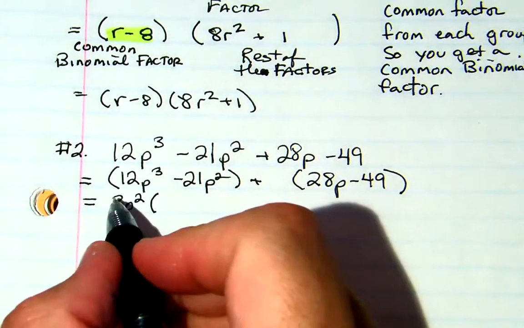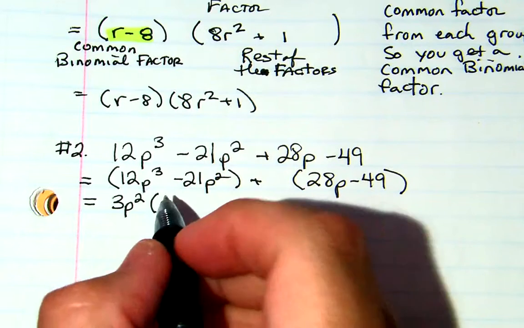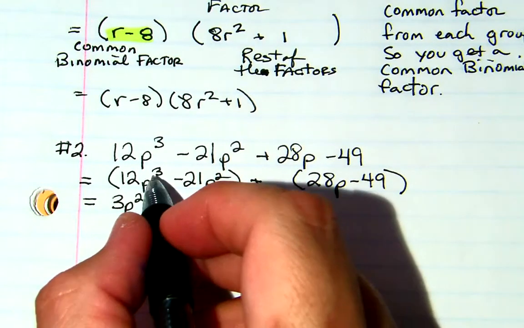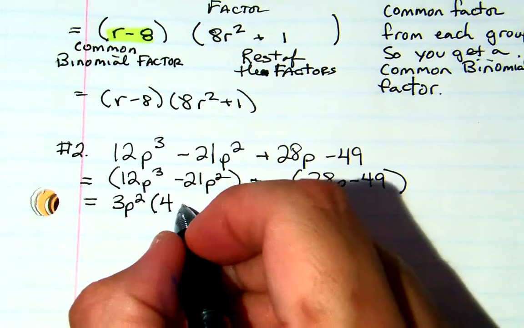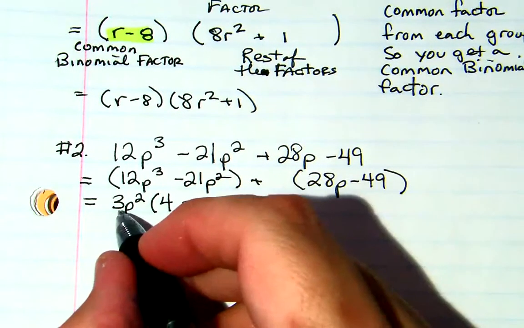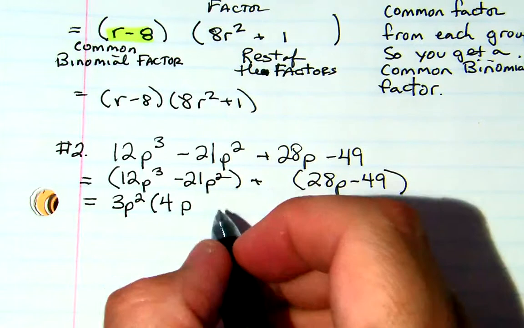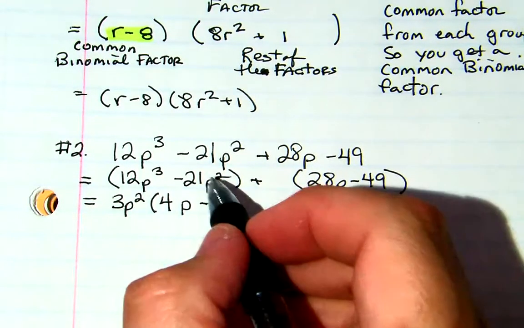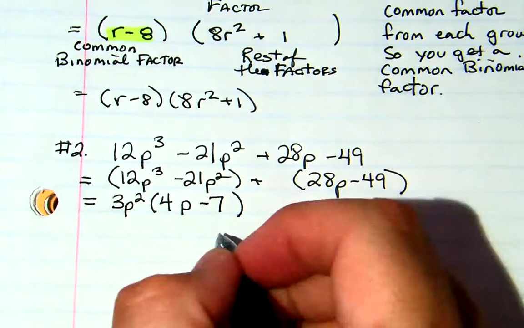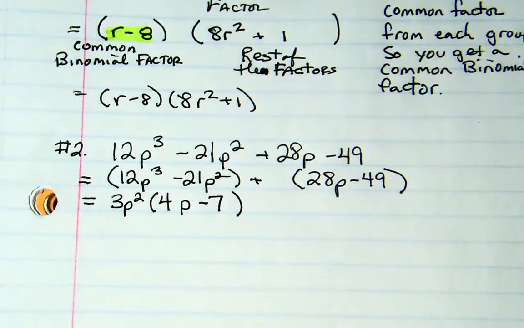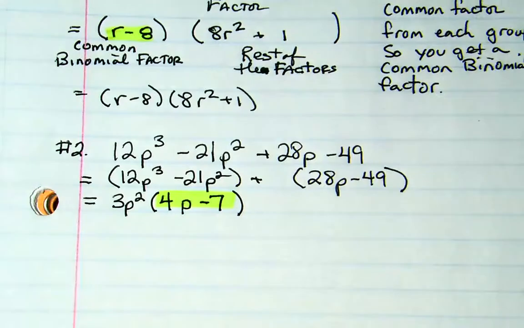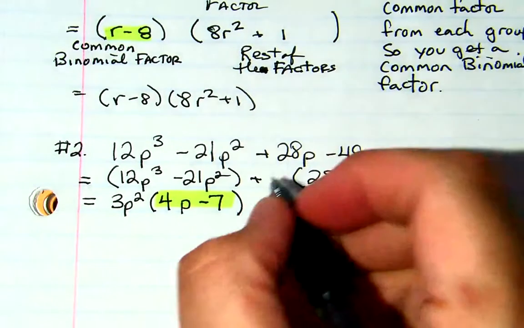And 3 times what gets me to 12? 4. And I have p squared, I need p cubed, so I need a p. And then 3 times what gets me to 21? 7. So I say minus 7 because there's a negative sign there. And p squared, I'm good to go. Now, if factoring by grouping is going to work, I should end up with that binomial over here. So let's see what we get.